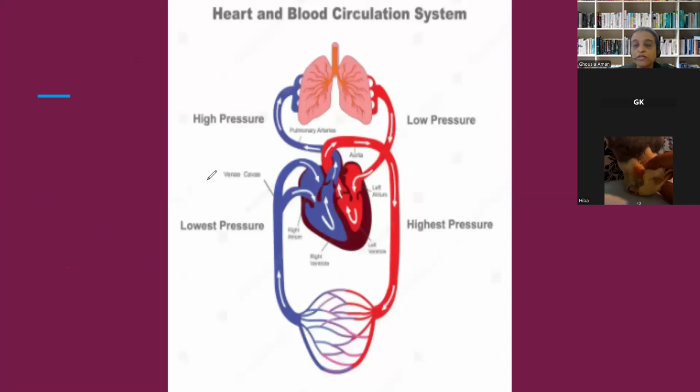So how is the blood going to circulate in our body? We have a double circulatory system. So I told you that the right part of the heart is filled up with deoxygenated blood. So this deoxygenated blood, first it has to get rid of carbon dioxide.